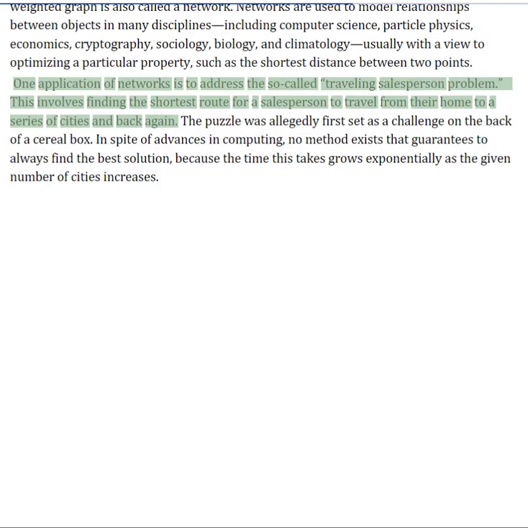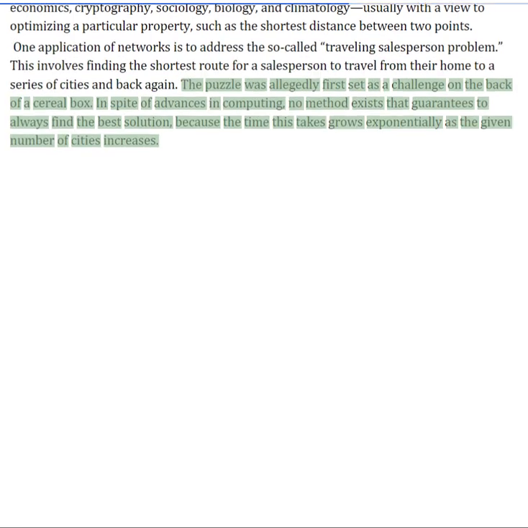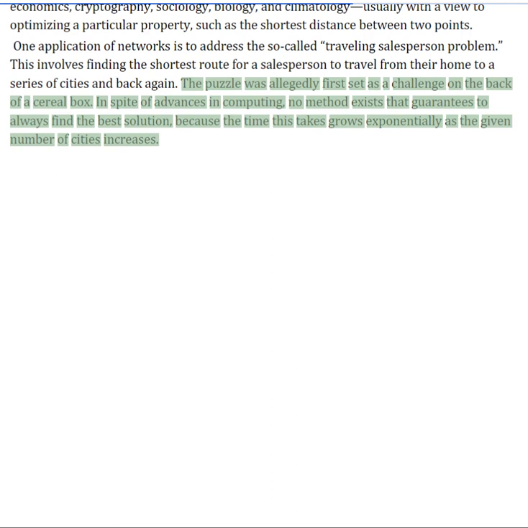One application of networks is to address the so-called traveling salesperson problem. This involves finding the shortest route for a salesperson to travel from their home to a series of cities and back again. The puzzle was allegedly first set as a challenge on the back of a cereal box. In spite of advances in computing, no method exists that guarantees to always find the best solution, because the time this takes grows exponentially as the given number of cities increases.